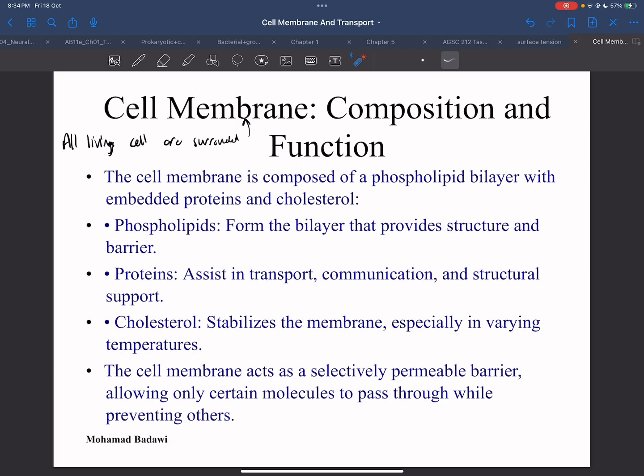Now, the phospholipids, of course, they're the ones that form the bilayer, and that provides structure and acts as a barrier. Now, proteins also assist in transport, and we will look at how different types of proteins assist in transport. We also have other types of proteins that function for communication and structural support. Our membranes also have cholesterol. The reason why we have cholesterol in our membranes is to stabilize the membrane, especially in varying temperatures.